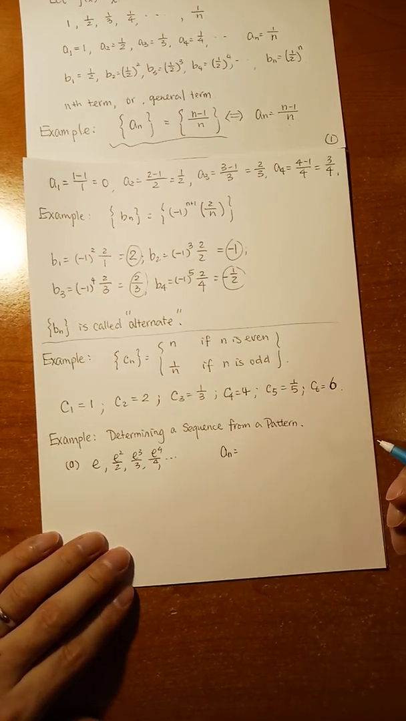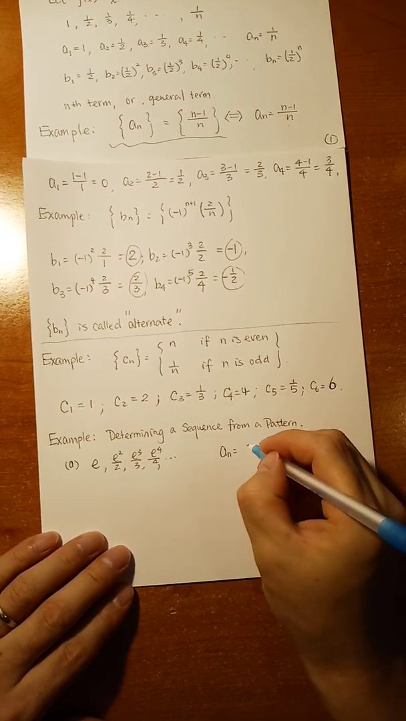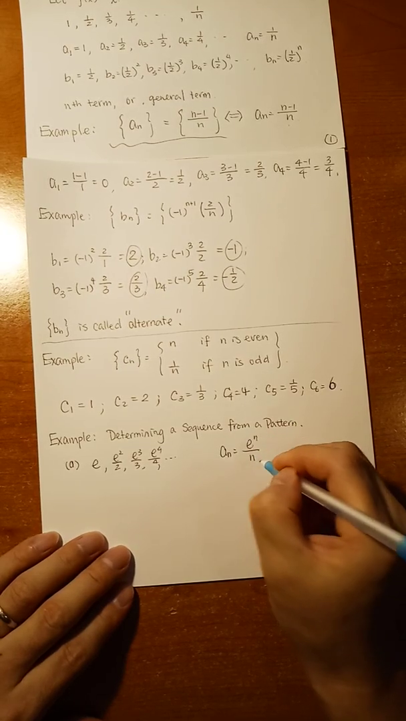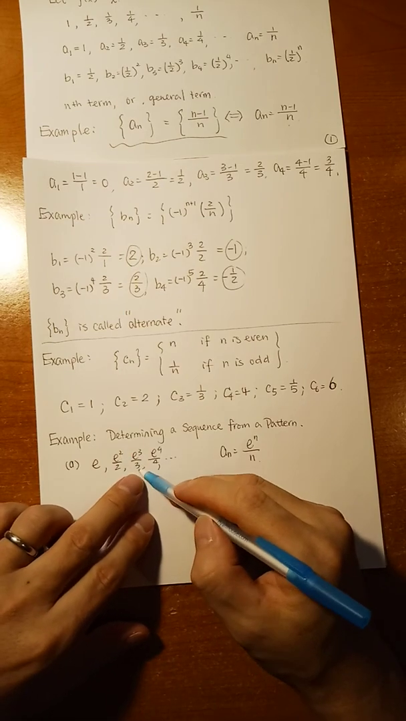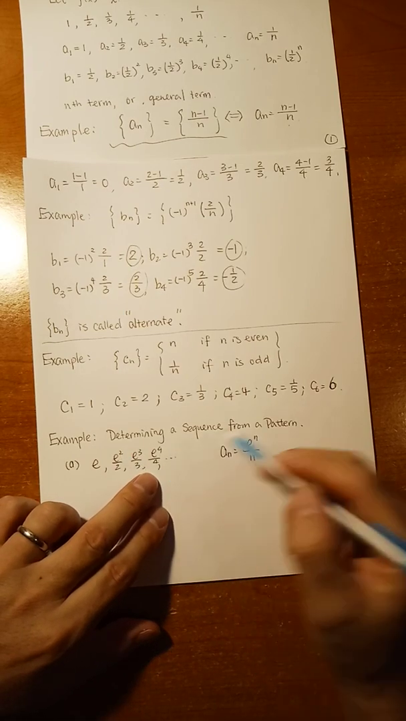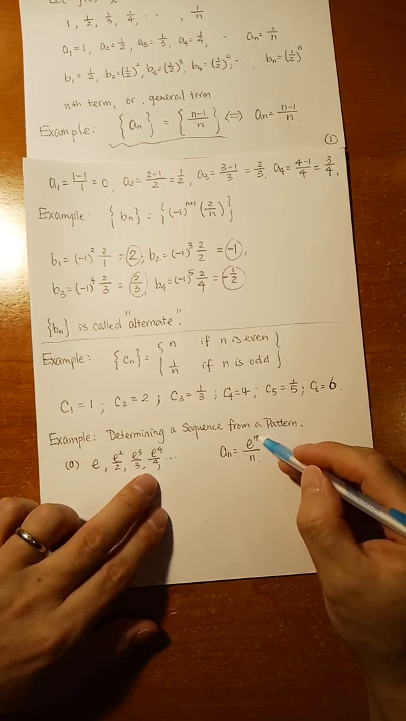So what is a sub n? A sub n, you can say it is e to n over n. For whatever position, the second position is 2, third position is 3, fourth position is 4. So nth position is n. So it's e to n over n.